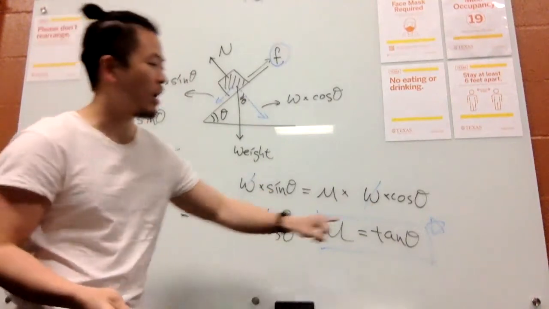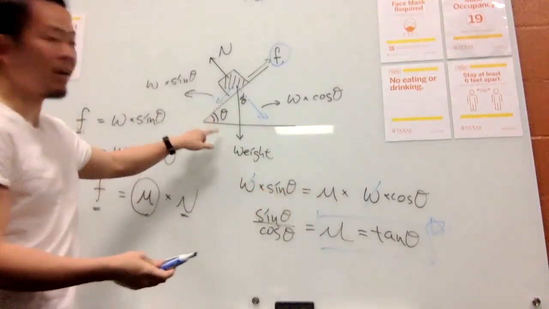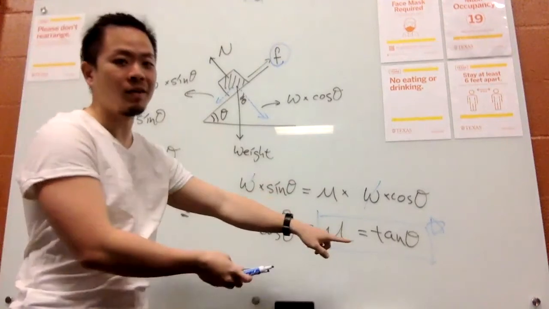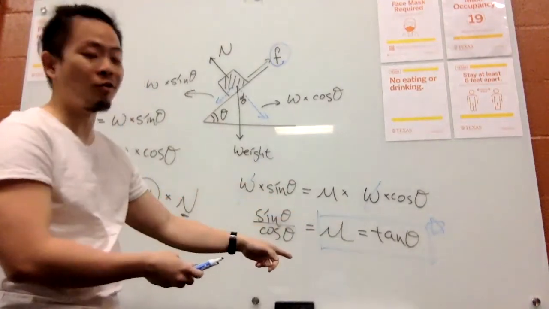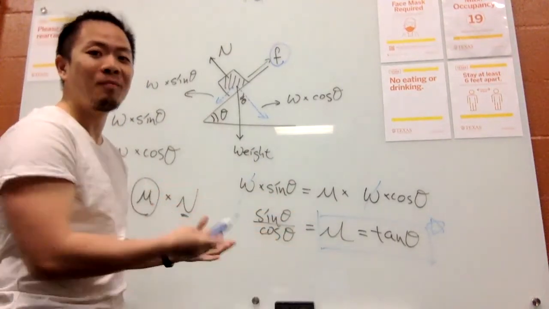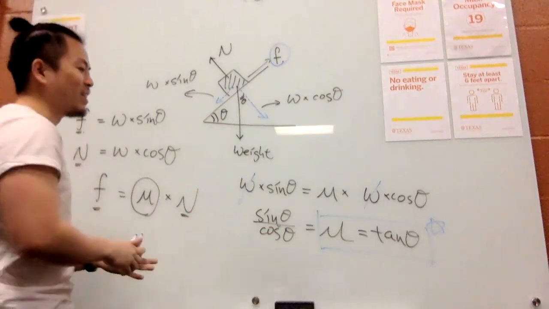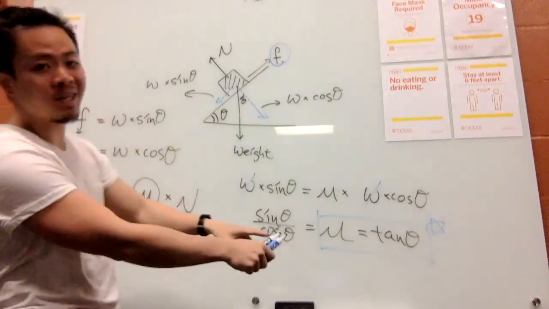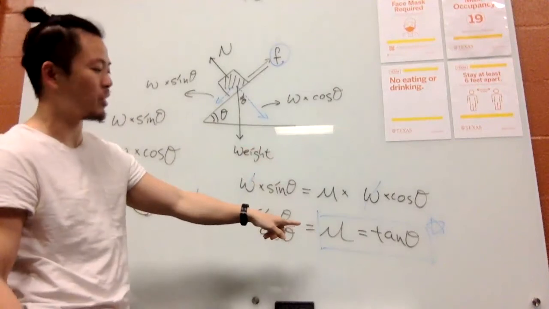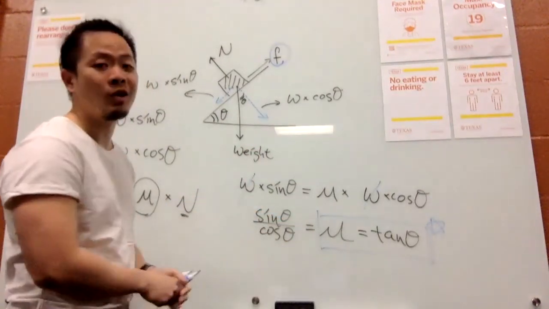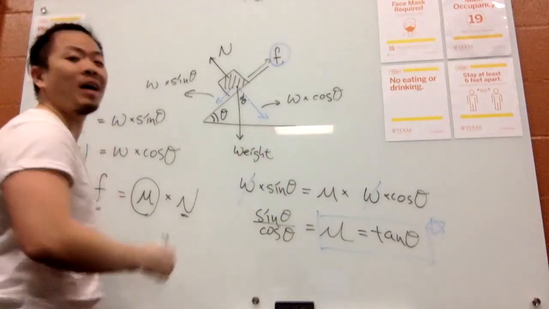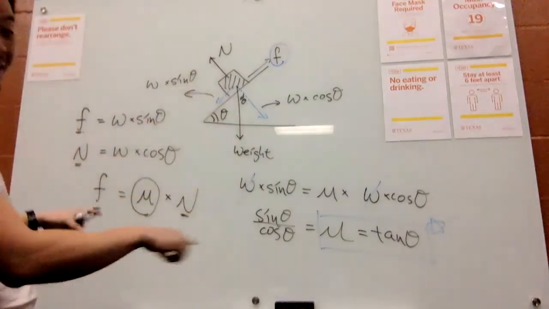So as long as you have theta, you have the angle, take the tangent of it, and you will get the coefficient of friction in this situation. Magic. All right, so that's how we get the equation, and you're going to use this equation to finish your assignment. That's about it. And I'll take a picture of this writing.